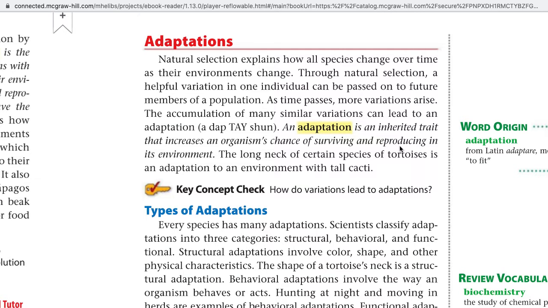Natural selection explains how all species change over time as their environments change. Through natural selection, a helpful variation in one individual can be passed on to future members of a population. As time passes, more variations arise. The accumulation of many similar variations can lead to an adaptation.